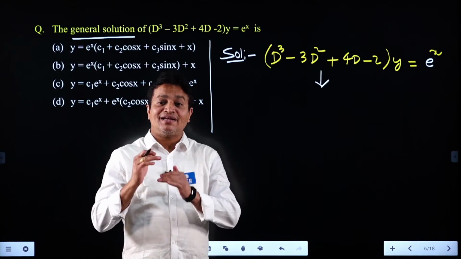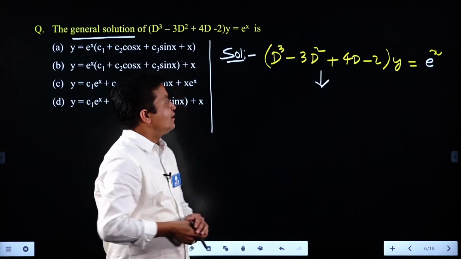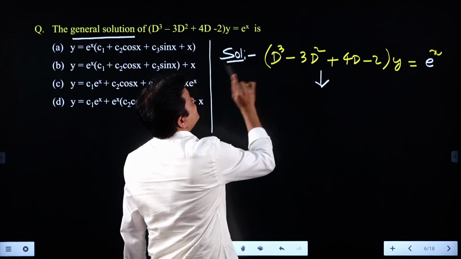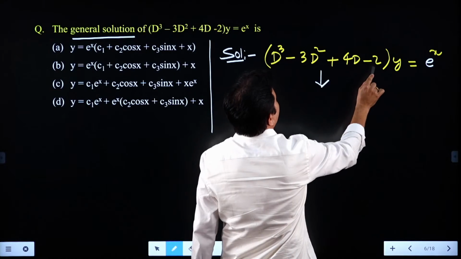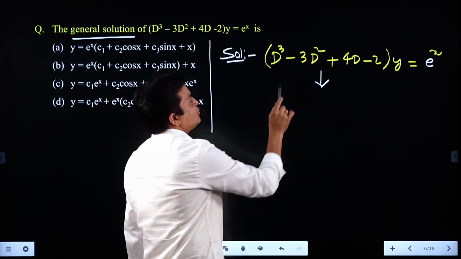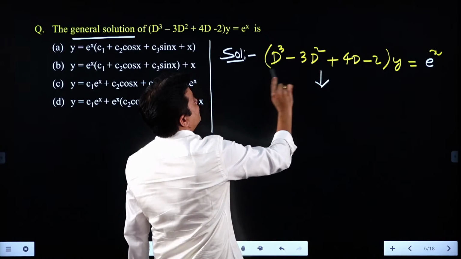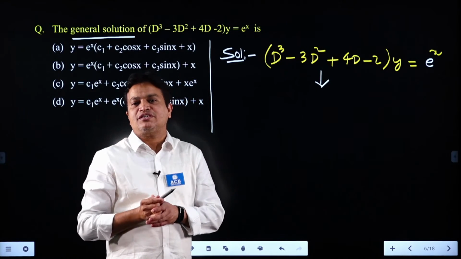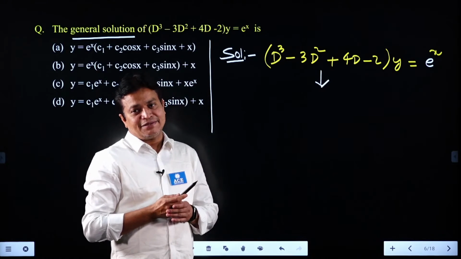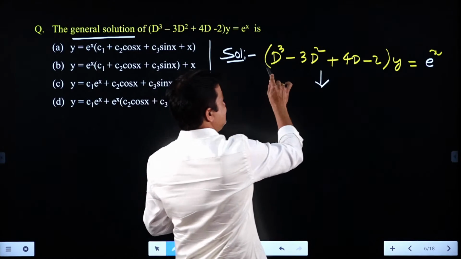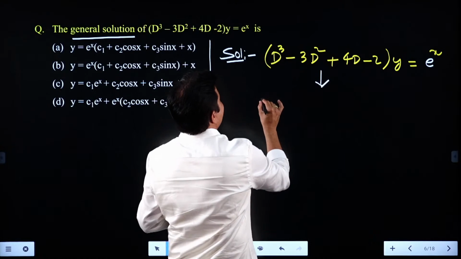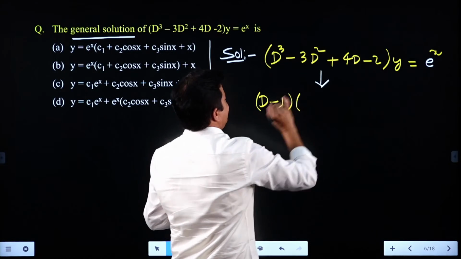Based on the roots only, we can write complementary function as yc. How to check the roots? One simple technique. Observe the coefficients. D cube coefficient 1, here minus 3, plus 4, minus 2. See, minus 3, minus 2, negative coefficients, minus 5. 1 and 4, positive coefficients, 1 plus 4, 5. Minus 3, minus 2, minus 5. That means, if I put D equal to 1, this will be 0. That means, it is a root. So, for this we can have D minus 1 as a factor.